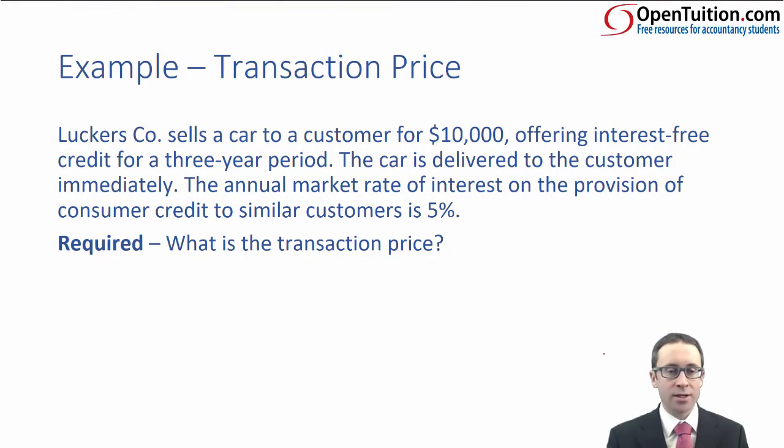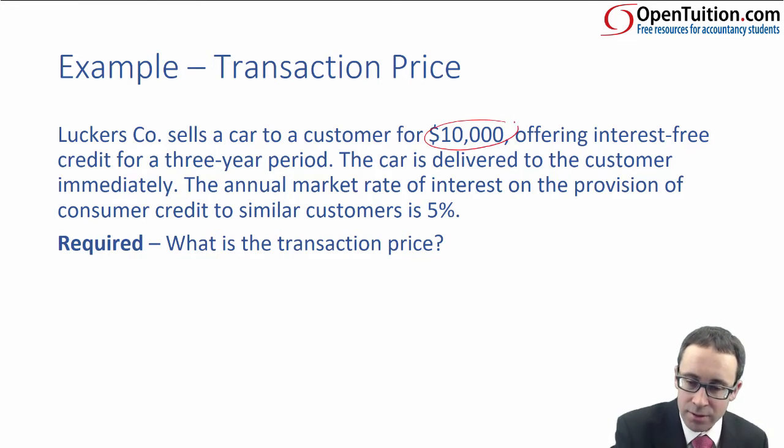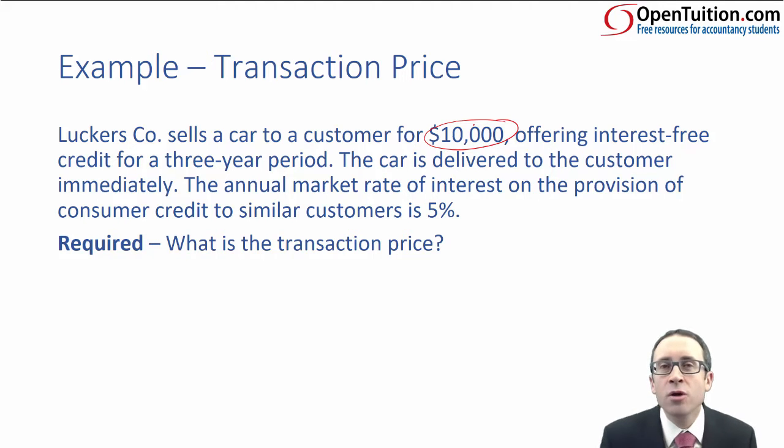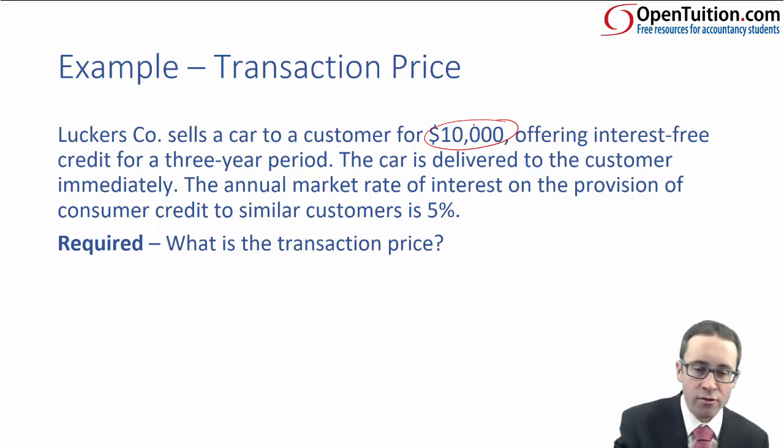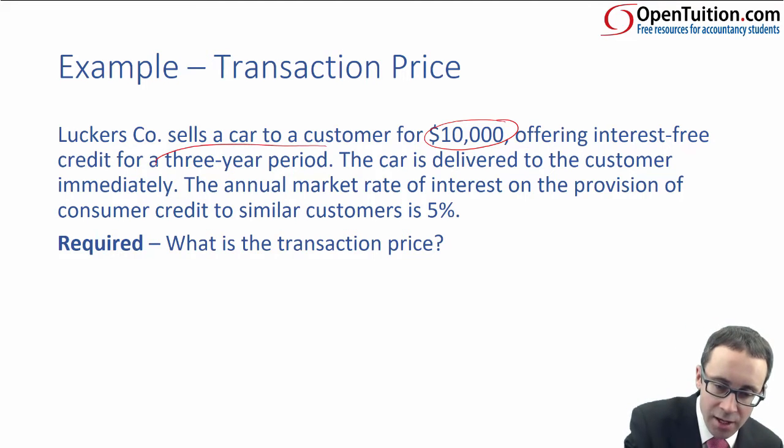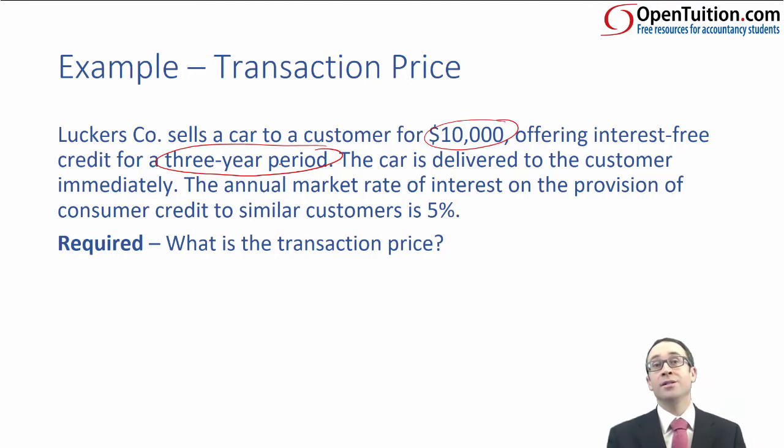Quick example on the transaction price. It goes through and says, as a requirement, what is the transaction price? It says Lookers sells a car to a customer for £10,000, offering interest-free credit. There's no such thing as interest-free credit. Okay, it's a selling gimmick, and it's for a 3-year period. So as it's there for 3 years, there is likely to be some form of financing component. So even though we get £10,000 for the car in 3 years' time, we've sold the car today.